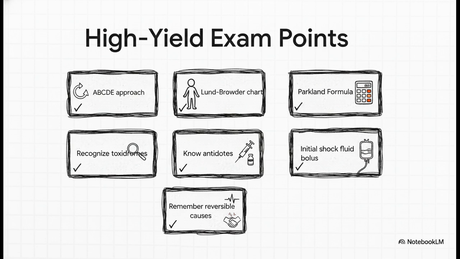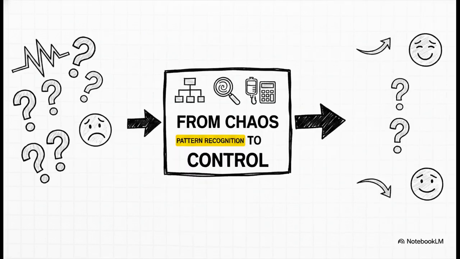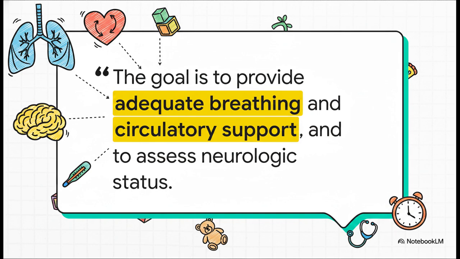For a child in shock, your initial fluid bolus is 20 ml per kilogram. And finally, always be thinking about the reversible causes of cardiac arrest, your 5 H's and 5 T's. That's your cheat sheet. So, the whole point is this. Managing pediatric emergencies isn't about memorizing 1,000 rare diseases. It's about going from chaos to control. And your tools to do that are a systematic approach, pattern recognition, and knowing a few key numbers and formulas cold. At the end of the day, it all comes back to the basics.